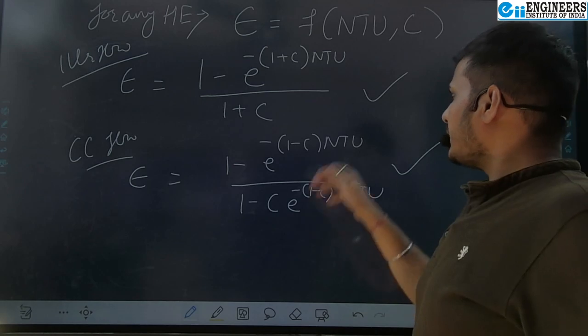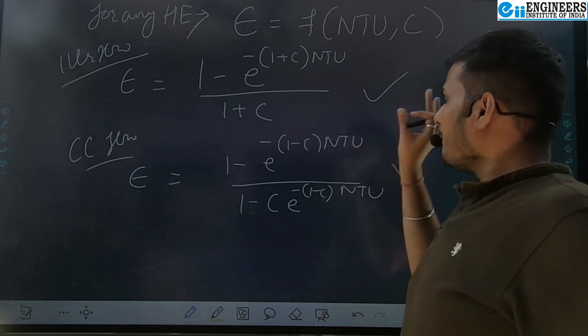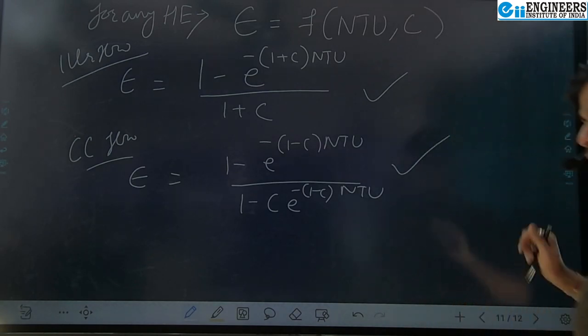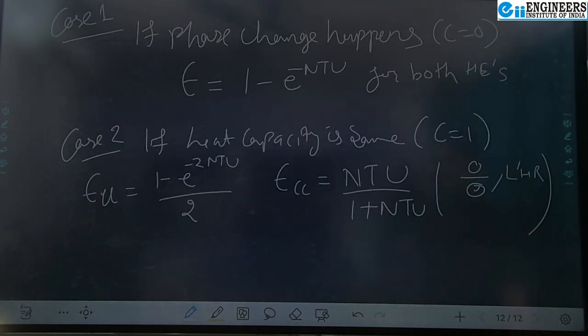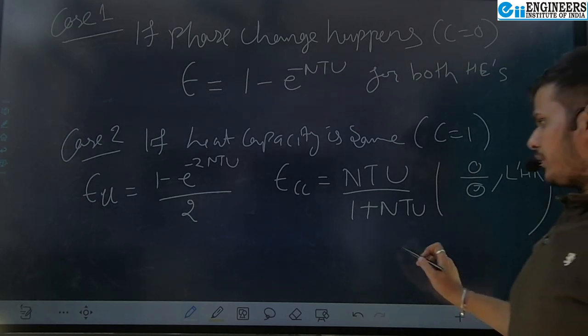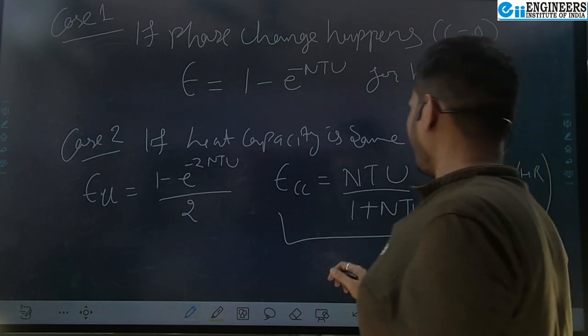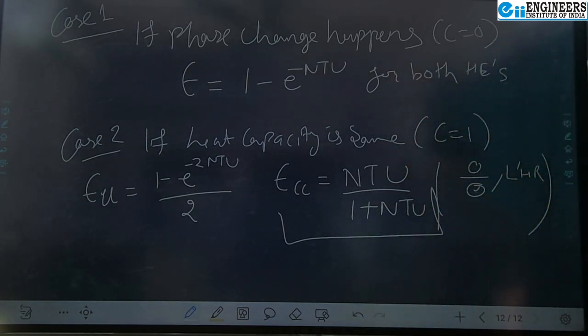So if this is overall a 0 by 0 form, an indeterminate form, we have to apply L'Hopital's rule. By applying L'Hopital's rule, it has been observed that the effectiveness comes to be NTU by 1 plus NTU. So these are the equations.